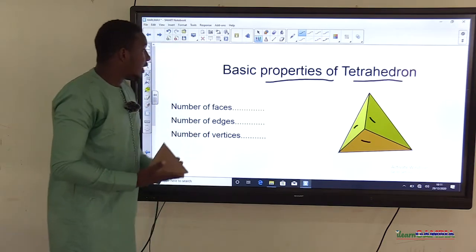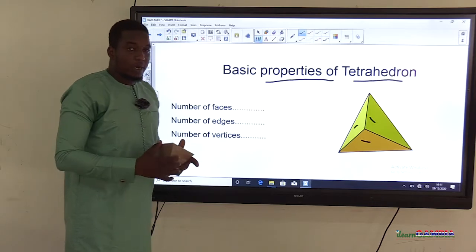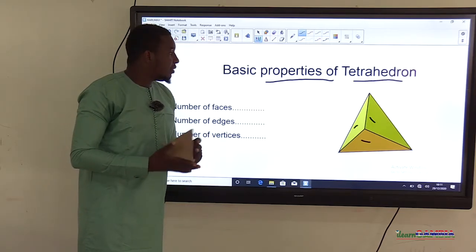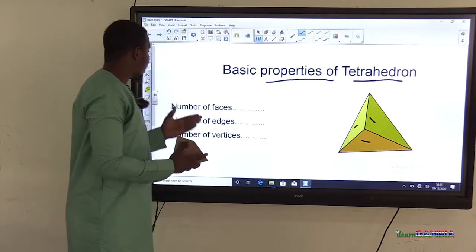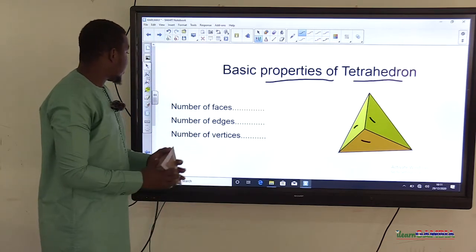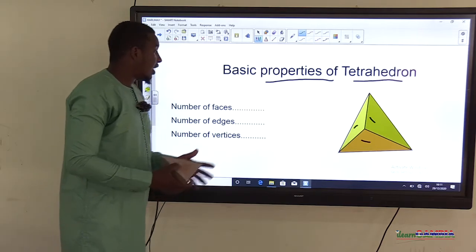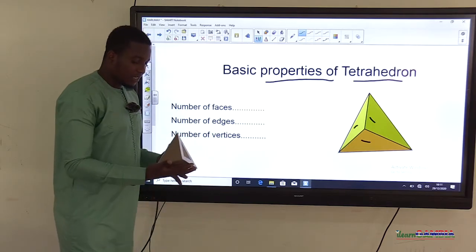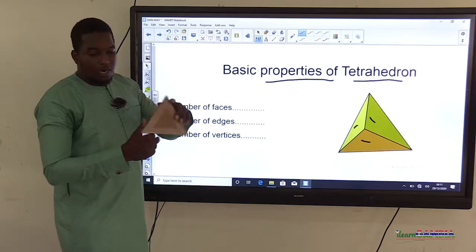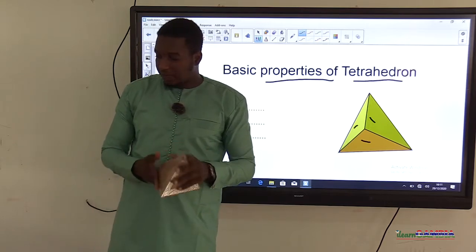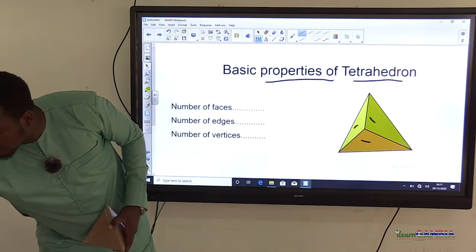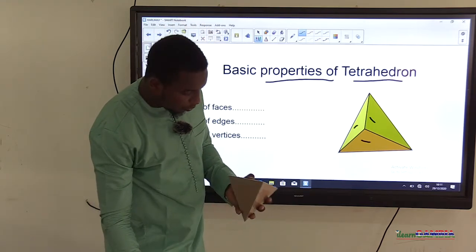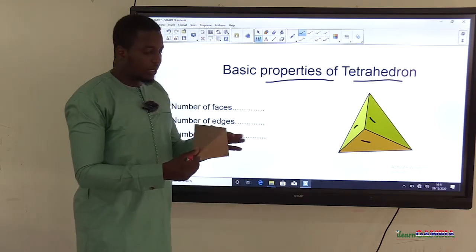That is going to help us so that whenever we come across objects in the environment, we are able to classify them as tetrahedrons. We need to look at these basic properties: the number of faces, the number of edges, and the number of vertices. Starting with the number of faces, here is one object that we can classify as a tetrahedron. We want to know how many faces the object has.